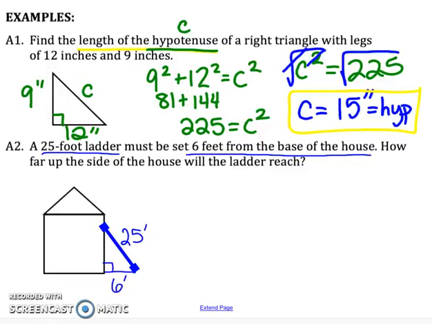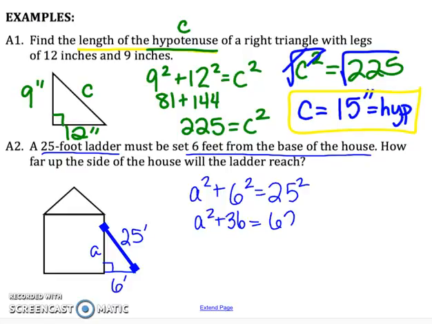The question is asking for this distance here, so I'm going to call it length A. I'm trying to find length A, which is a leg length. That's the distance how high up on the house the ladder can reach. Setting up my Pythagorean theorem, I'll have A squared plus 6 squared equals 25 squared. That gives me 36, and 25 squared gives me a total of 625.